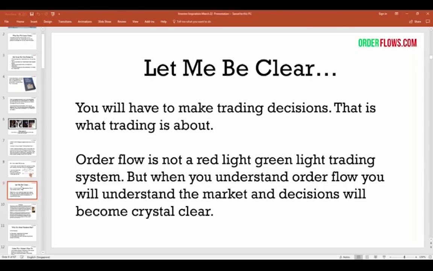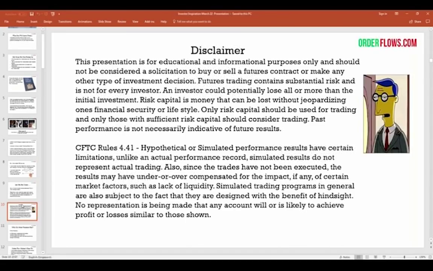So let me be clear, you have to make trading decisions. That's what trading is about. It's about making decisions. Order flow is not a red light, green light trading system. It's not, oh, you got a red arrow, you sell, or a green arrow, you buy. But when you understand order flow, you'll understand what's happening in the market, and your trading decisions will become very clear. You can almost anticipate what's going to happen, and you'll have a trading plan already in your head where you'll see the market develop, and you'll know that, okay, if I see this happen, I'll want to get long, or if I see this other thing happen, I'll want to get short.